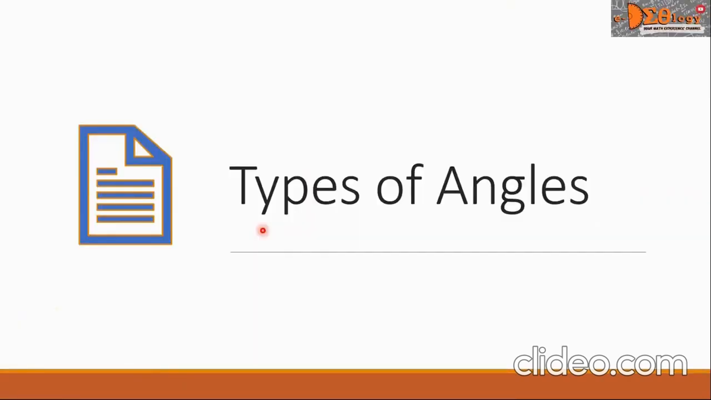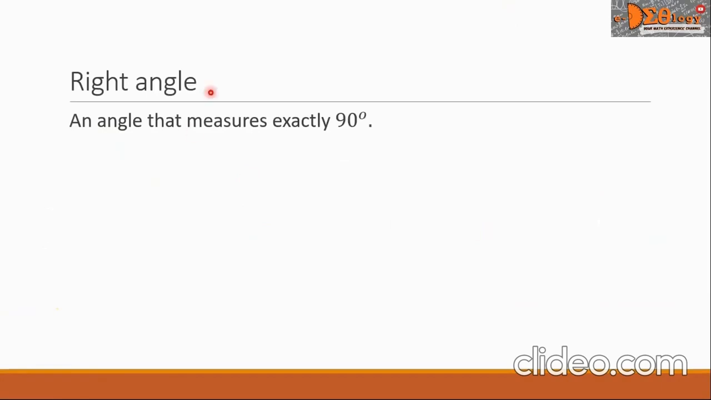Today we're going to study types of angles. Let's start with right angle. It is an angle that measures exactly 90 degrees. Here is a picture of a right angle. For a right angle, there is a special symbol that denotes a right angle. That small square on that corner there, that means this angle here is 90 degrees.